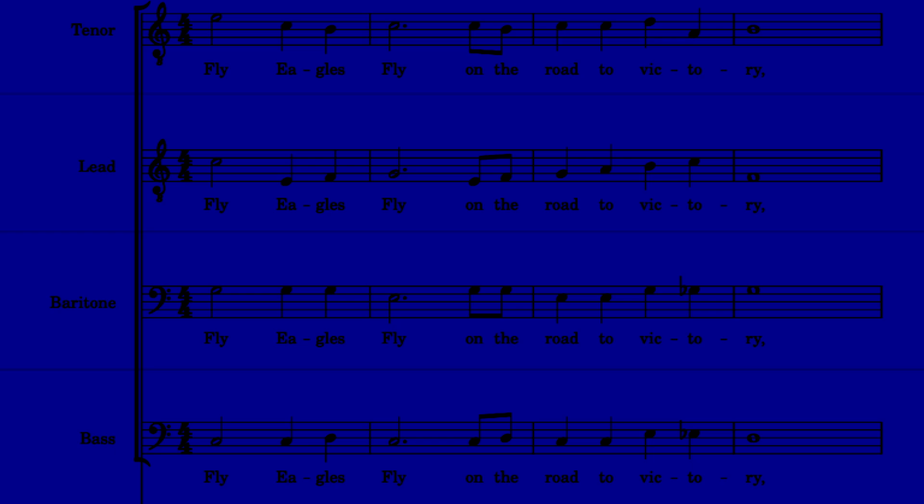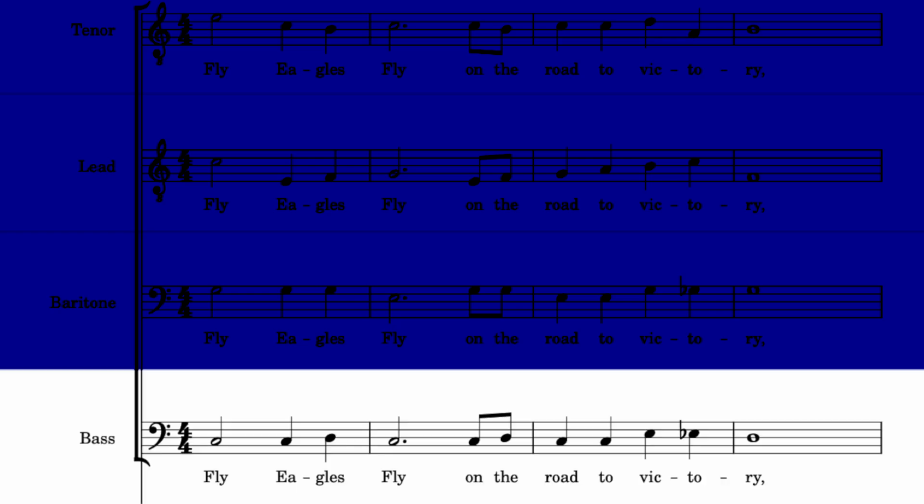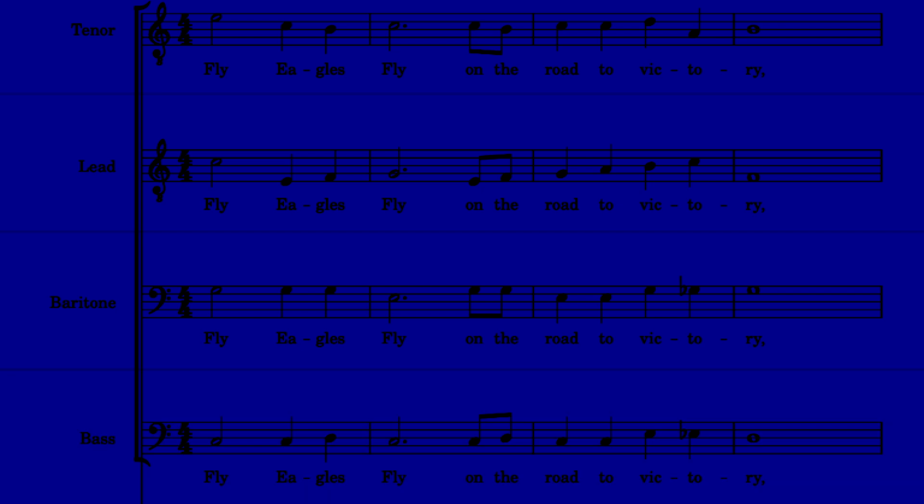Victory. You just heard the bass. It's the lowest voice part and sings pitches that are in harmony below the lead. What is this voice part?